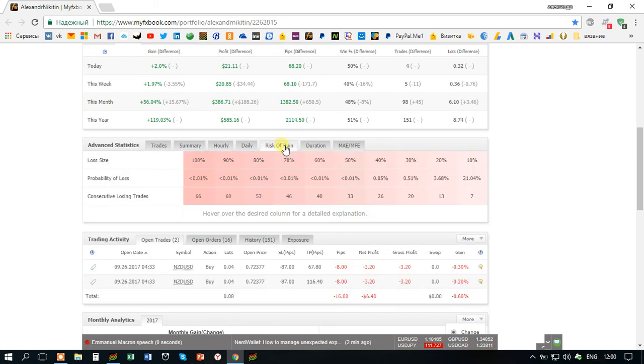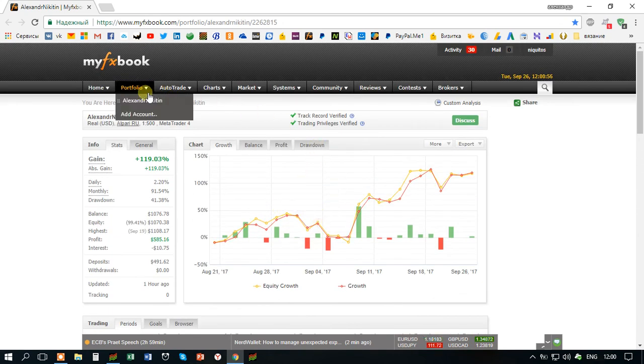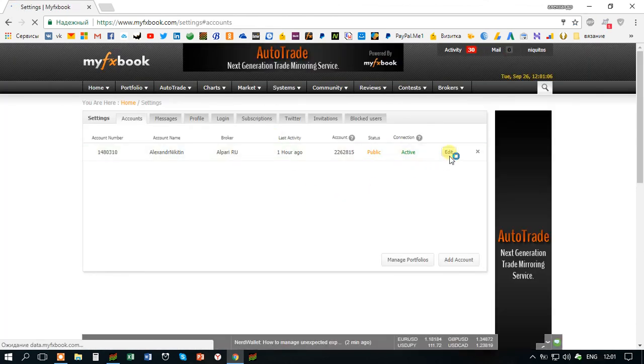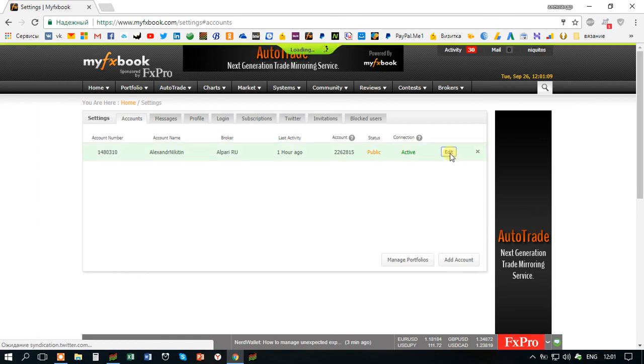And risk of ruin, there is less than 1% probability to lose 50% of account, and there is 0.5% probability to lose 40%, and so on and so forth. If I go to edit my account, there is an edit changes, and I'll do some edit.